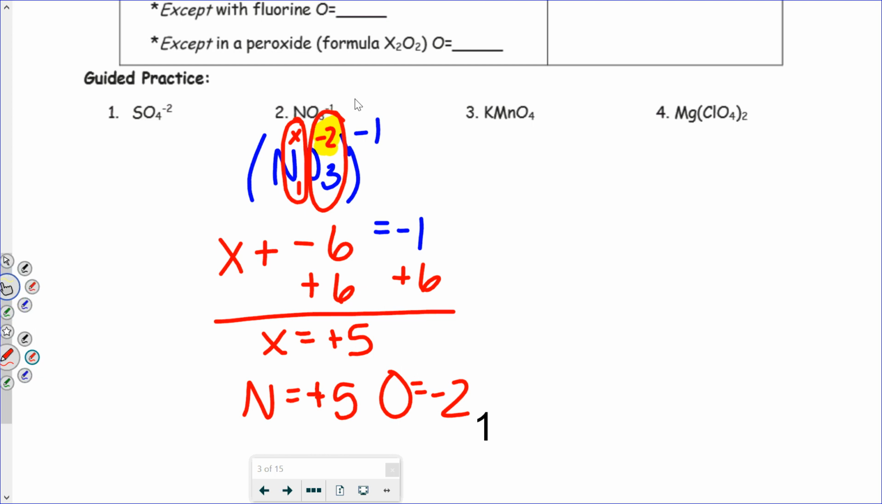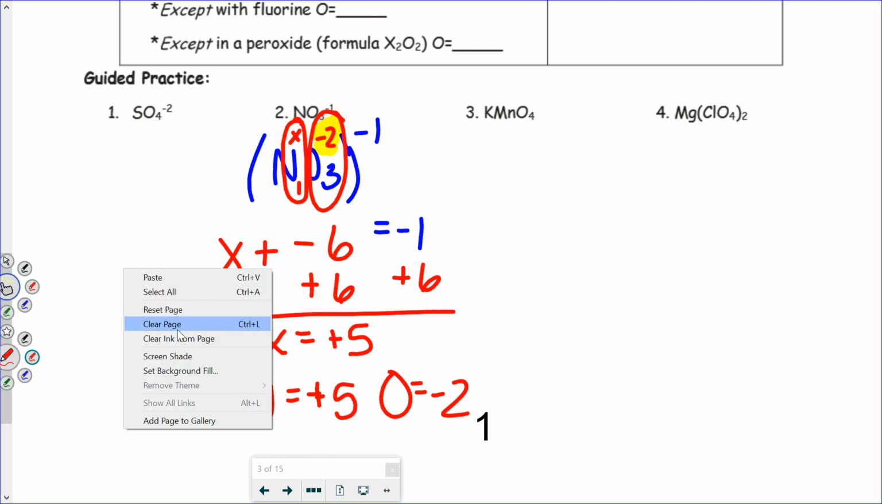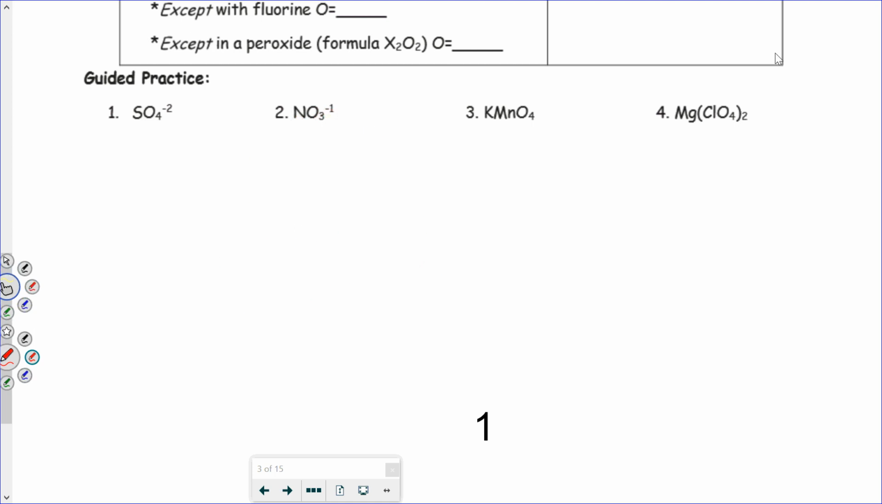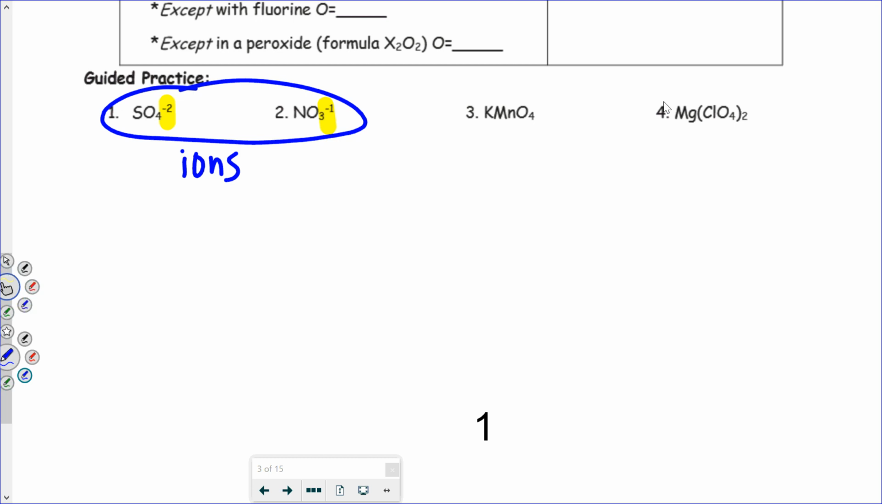All right, let's try 2 more. So our first two examples were ions. Notice they had charges in the upper right-hand corner. If you look at 3 and 4, there are no charges in the upper right-hand corner. What that tells me is that all of the atoms added together are going to give me a charge of 0 when they're all added up. So I'm going to rewrite this to give me more room.